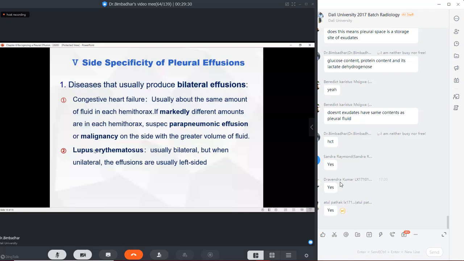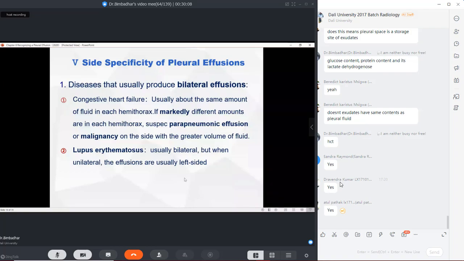What is the most common cause? It is congestive heart failure. Then there is another disease related to multi-system involvement, which is called systemic lupus erythematosus, or SLE, which also produces bilateral pleural effusion. We will be talking about SLE in the musculoskeletal system radiographs, but you have to understand that it is also one of the conditions that usually causes a bilateral pleural effusion.